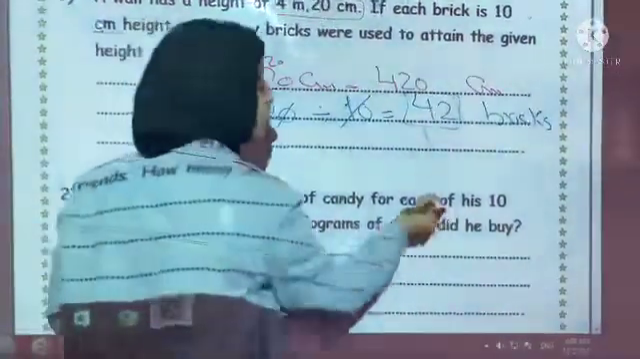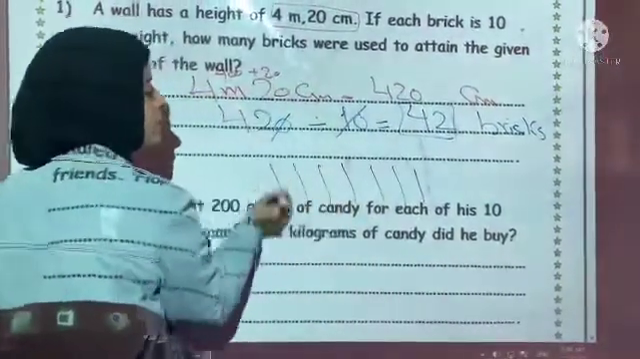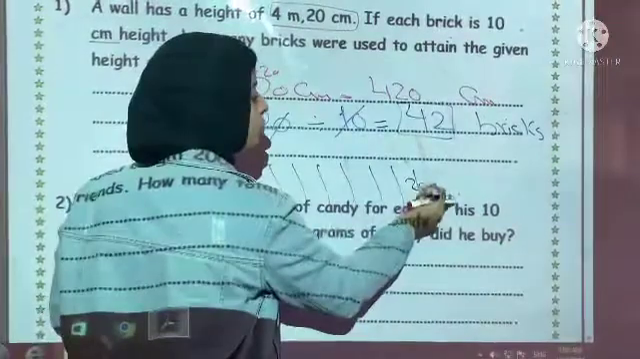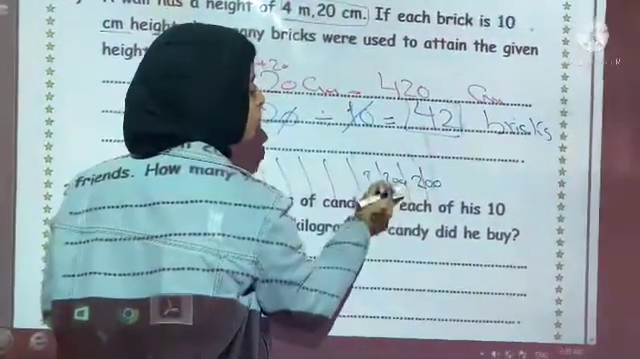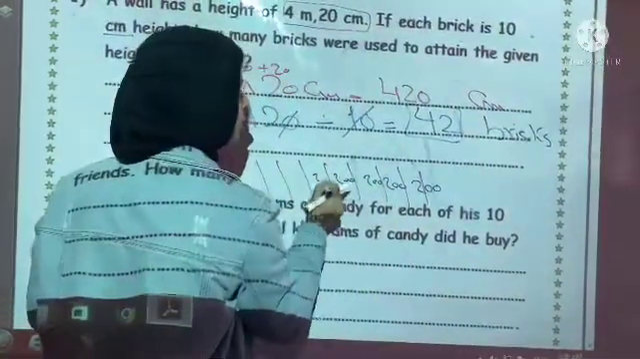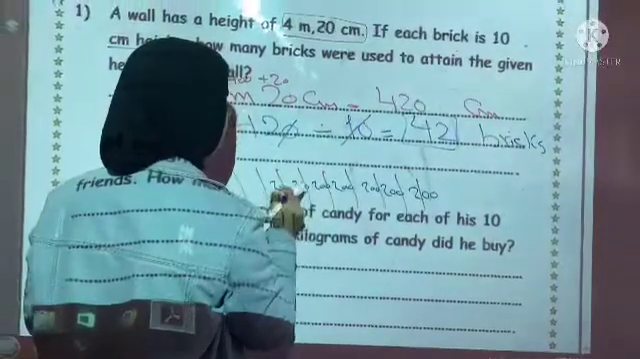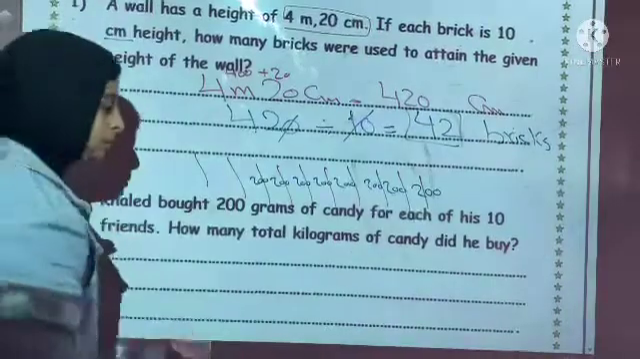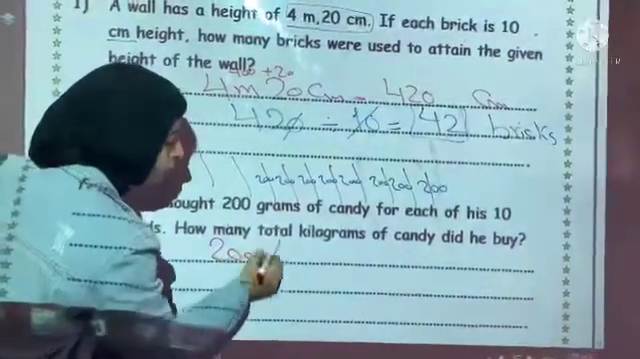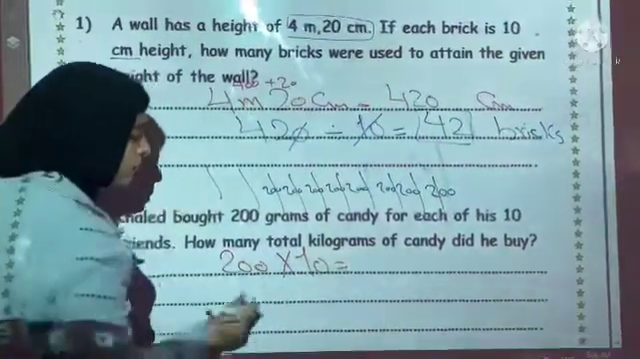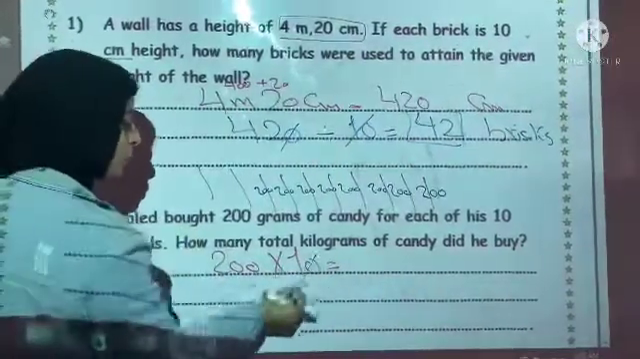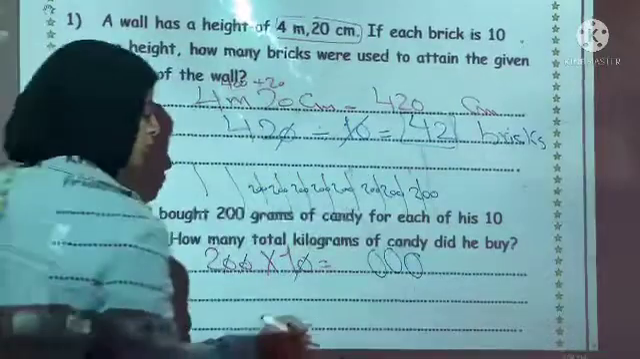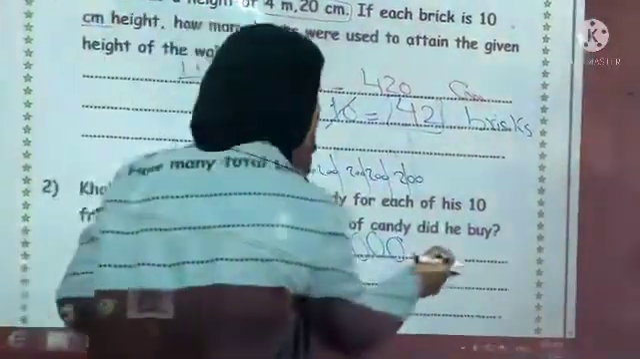So I have 10 friends, 1, 2, 3, 4, 5, 6, 7, 8, 9, and 10. Each one has 200 grams. That means I have repeated addition to find the total, so I'm going to use times. So it will be 200 times 10. I have 3 zeros, so I put these 3 zeros, and 1 times 2 is 2. So it will be 2000 grams.